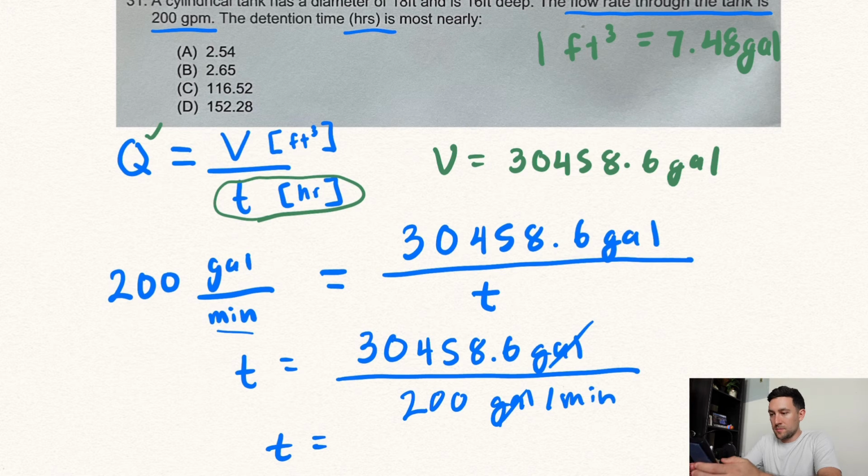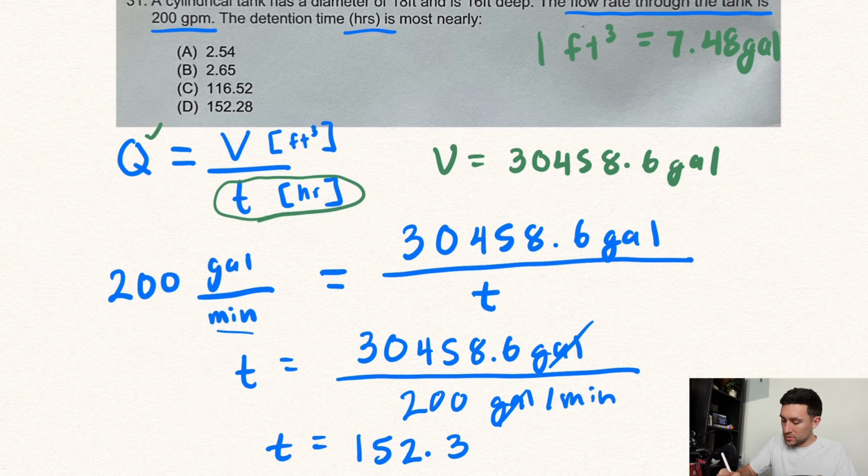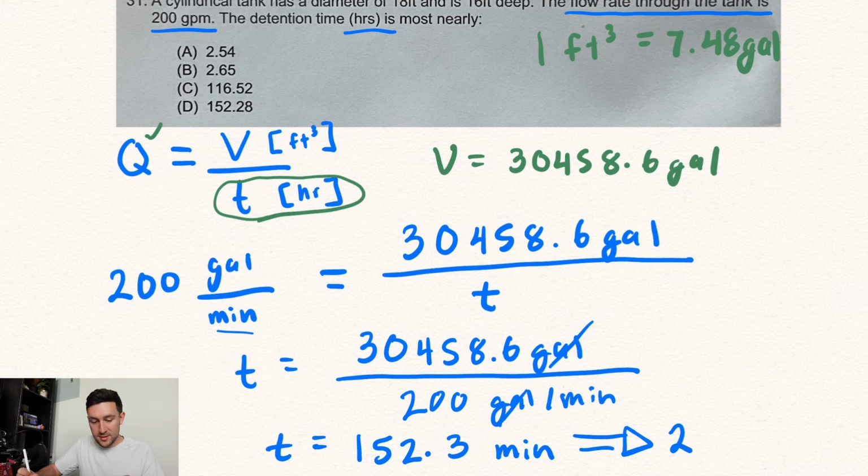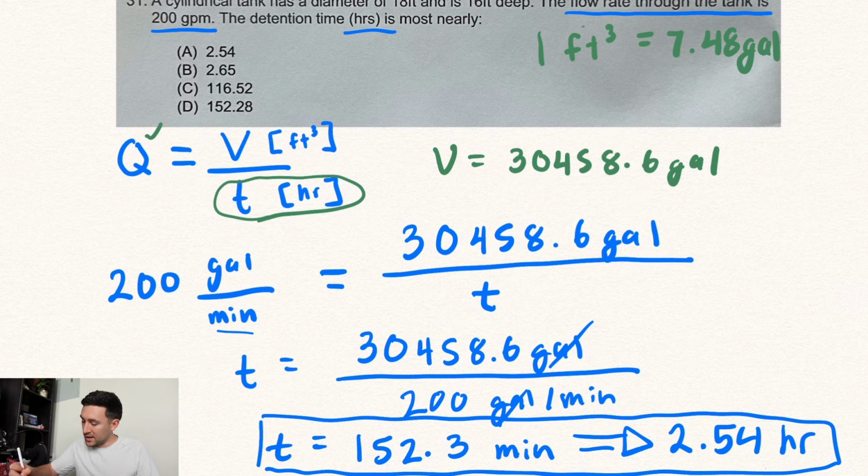So let's figure out what this is. Let's divide this guy by 200. Let's see how many minutes we have. I am getting 152, and I'll just call it 0.3 minutes. Now, in order to get to hours, what do we got to do? We've got to divide by 60, and so we got 2.54 hours. That should be our final answer. Let's double check to make sure that's actually one of the answers in the problem. And in fact, it is. It is A.